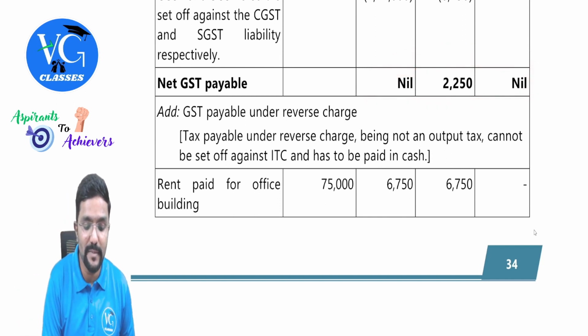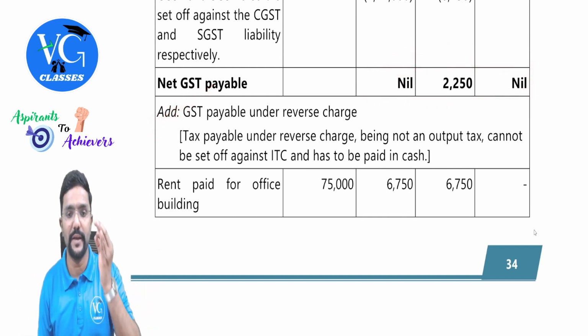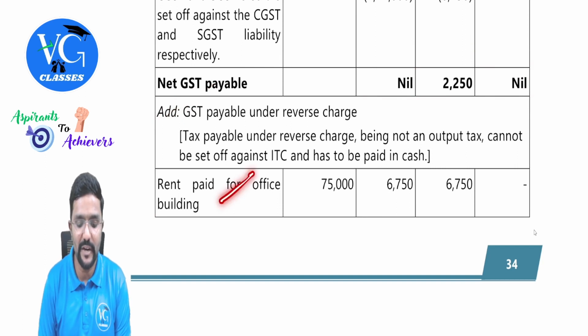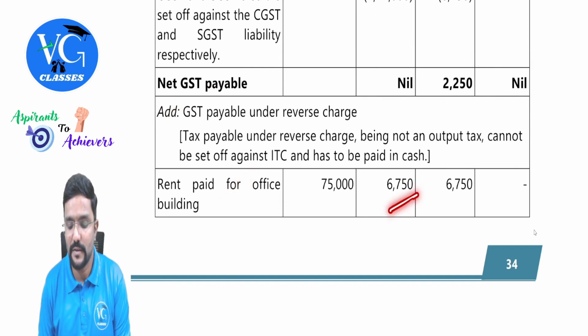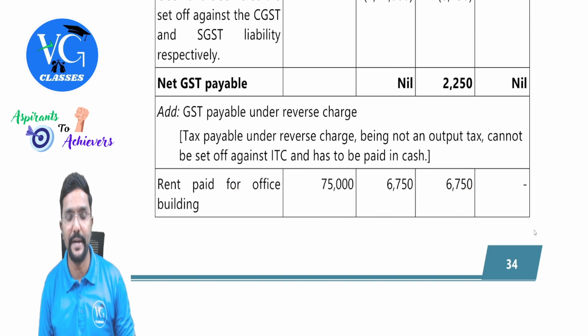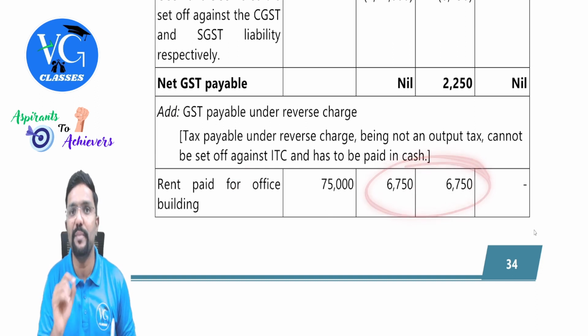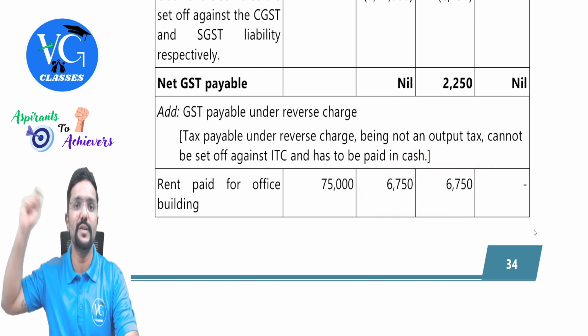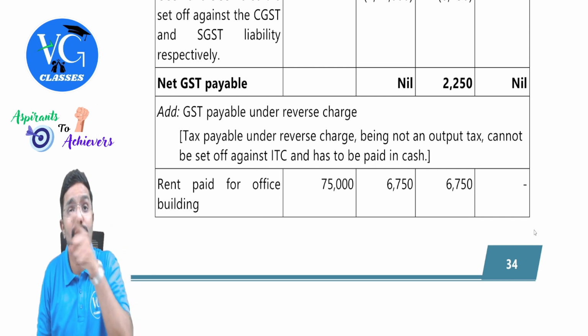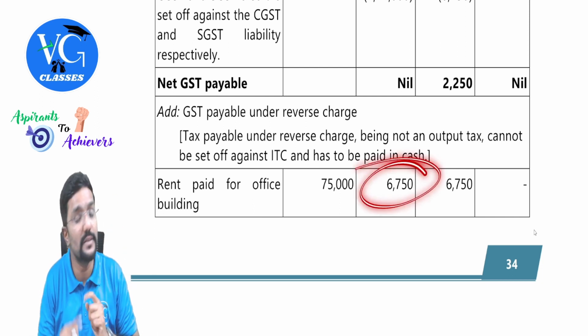And whatever is taxable under RCM with respect to inward supply, we need to add it. That is rent paid for office building. So 6,750, 6,750 you add it, because guys, this has to be paid through cash ledger. Sir, can we use credit ledger balance? We have the balance of CGST credit. Can I use that to pay this? No, no, no.